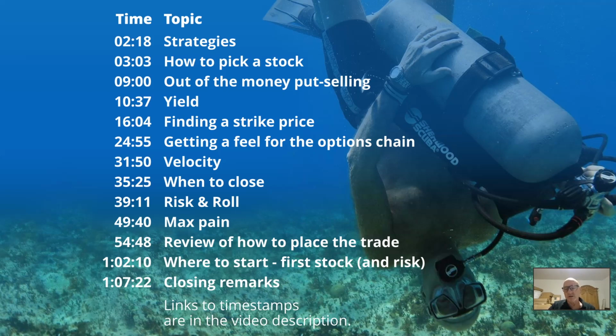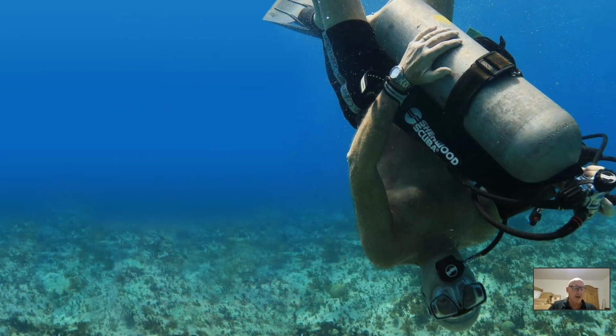So part 2 is going to be on risk, on rolling, on price selection and how to identify exactly what price you want to sell the put at, and how to place the order in detail. I didn't go into real detail before on the order placement, and for new beginners I think this is absolutely critical.